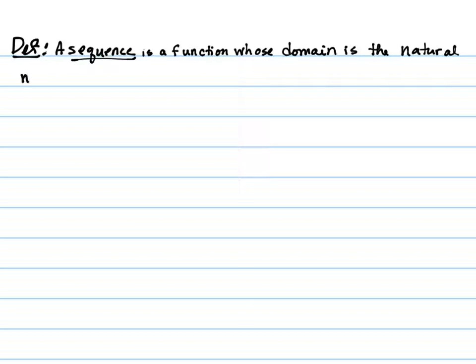Do you remember what natural numbers are? 1, 2, 3, 4. Yeah. So we call them natural numbers because they're the ones you naturally start to count with. Sometimes you hear them called the counting numbers as well. So 1, 2, 3, 4, and so on.